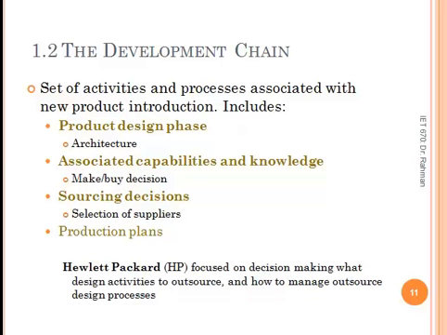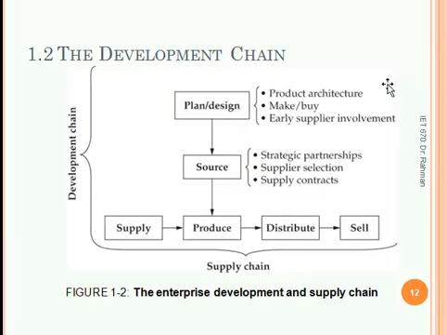Here this figure shows similar concepts: first comes the planning and design. The planning and design includes product design, and then make or buy decisions, and then sourcing, where we need to identify the suppliers based on certain criteria, and then comes the supply and procurement, then production, then distribution and sale.